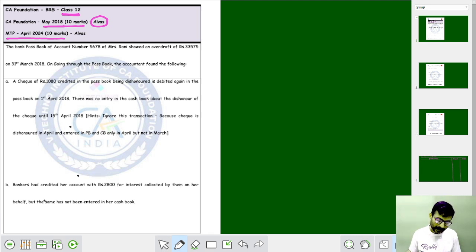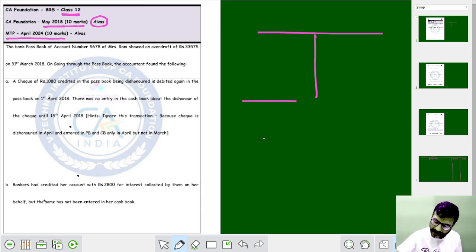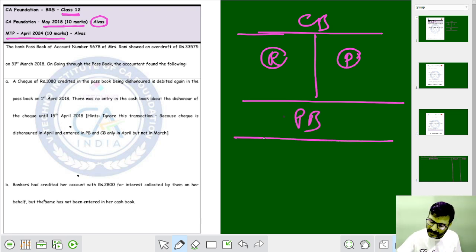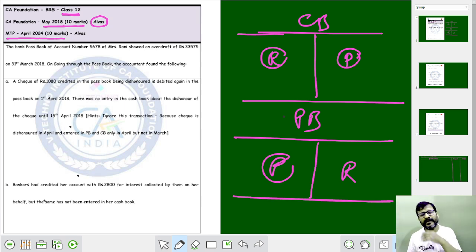See here, I always tell you, whenever you start a problem on BRS, please remember that in the cash book, debit side is receipt, credit side is payment. When it comes to the passbook, debit side is payment, credit side is receipt. Whatever things you learn, whatever things you read, please make the comparison with this. Shall we move on to the problem?